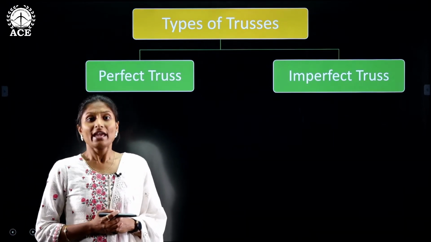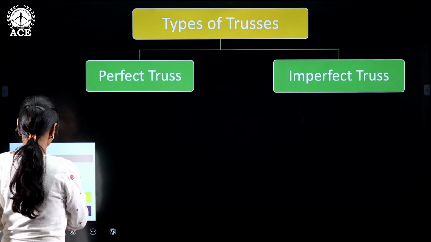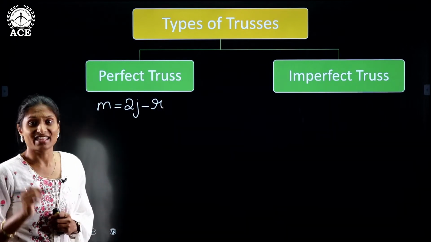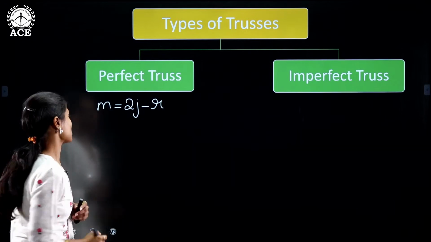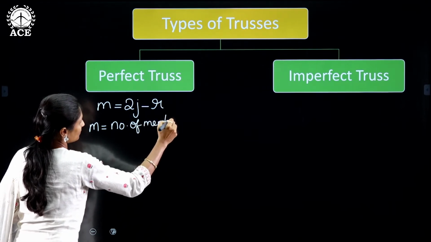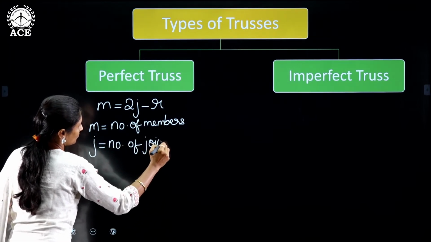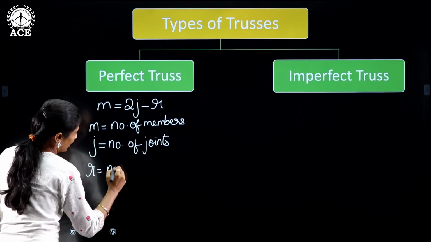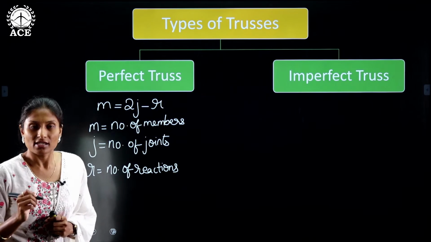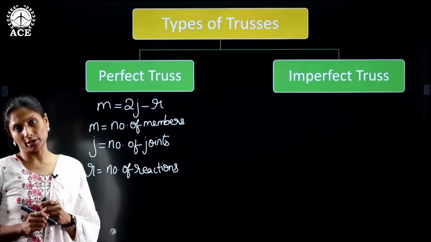What is a perfect truss? A truss which satisfies m equals to 2j minus r equation. That particular truss is called as a perfect truss, where m equals to number of members, j equals to number of joints, and r equals to number of reactions. A truss that satisfies this equation of m equals to 2j minus r is called as a perfect truss.